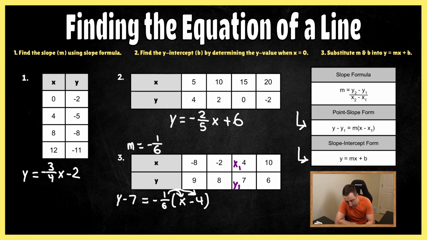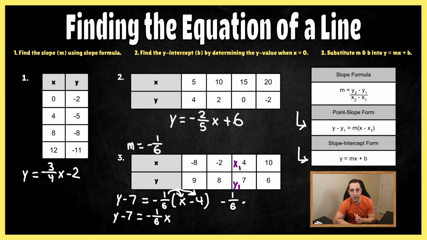So y minus 7 is going to be left alone here, equals negative 1/6 times x. A lot of students overthink this. It's literally just negative 1/6 x. But here's the part where students always get stuck, is all of a sudden everything turns to chaos because we have a fraction involved. So we have negative 1/6 times negative 4. So I'm going to write that on the side here. Negative 1/6 times negative 4.